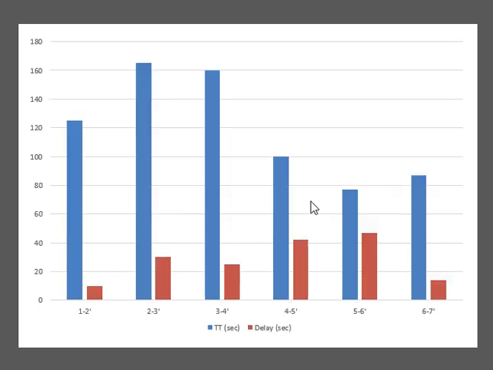And this one is the travel time and delay graph. Looking at this graph, you can tell me which section has a bigger problem. It was a traffic engineering section, right? Yes, 5 to 6. Why 5 to 6? Why not 2 to 3? It has the highest travel time. More delay. 2 to 3 has the highest travel time.